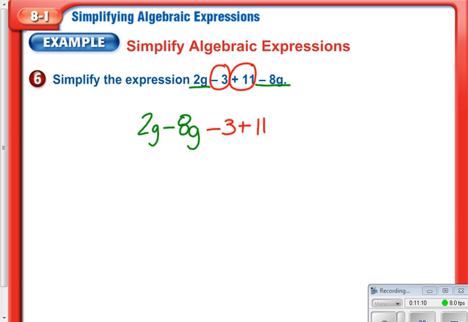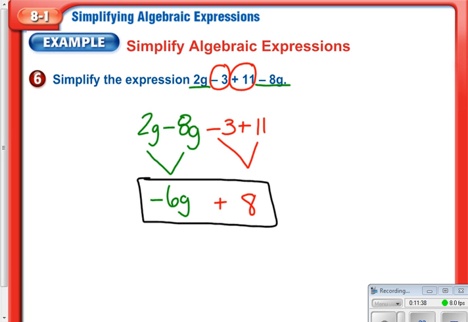And then you could just work down your paper here. You have 2g take away 8g. Well, 2 take away 8 is negative 6g. Then we have negative 3 plus 11. Well, negative 3 plus 11 is a positive 8. So I would say plus 8. And this is actually your expression right here. Your answer is negative 6g plus 8. Okay, you have to put that plus sign there. This is an expression.